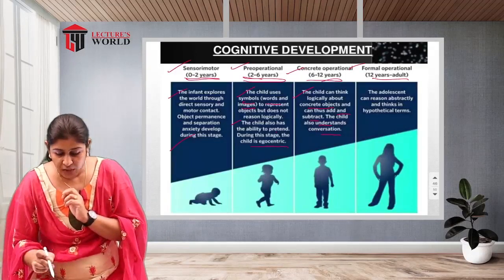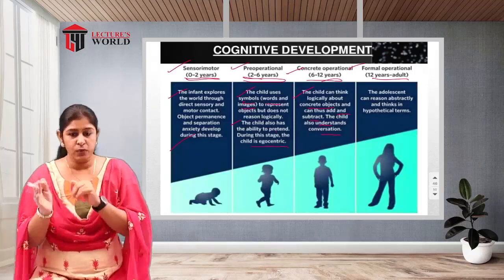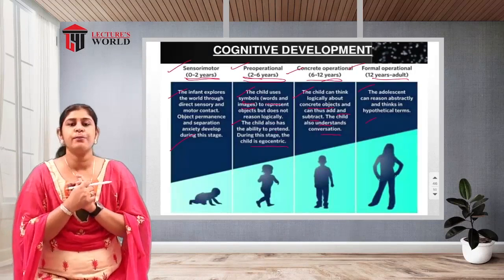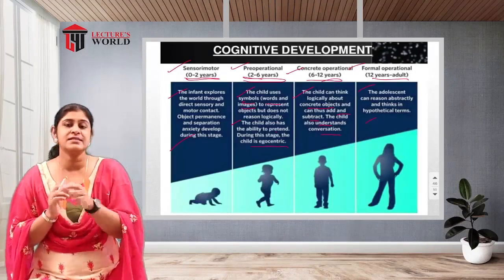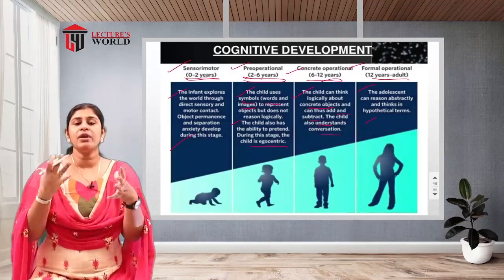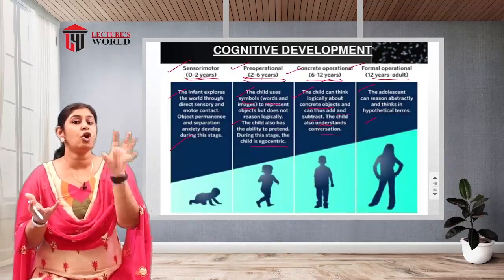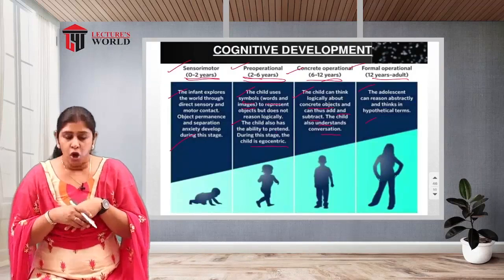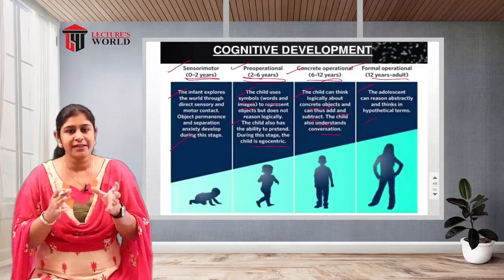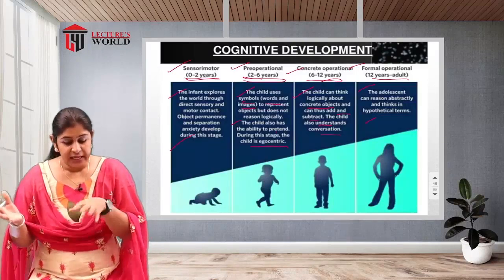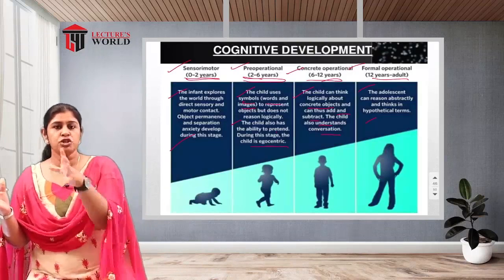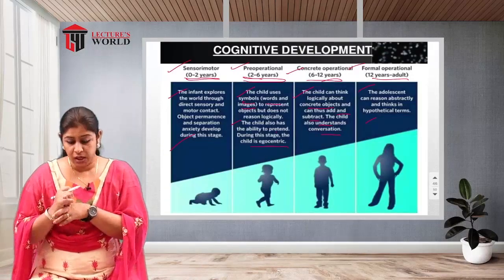Next comes the formal operational stage, that is 12 years to adult. The adolescent can reason abstractly and think in hypothetical terms. So we can say the adolescent stage is that stage in which the adolescent can reason about why they are not allowed to do certain things, and can also think in hypothetical terms. So these are the cognitive developments happening in certain age groups: sensory motor, pre-operational, concrete operational, and formal operational.